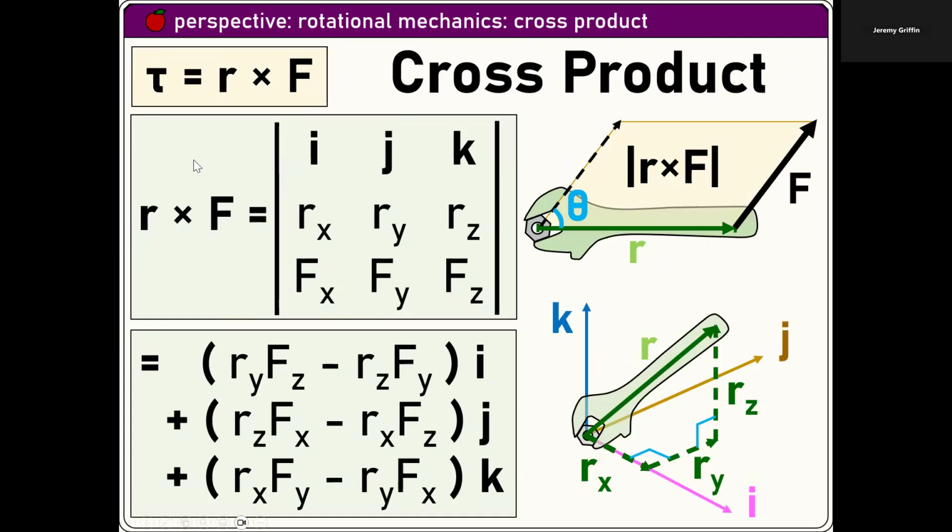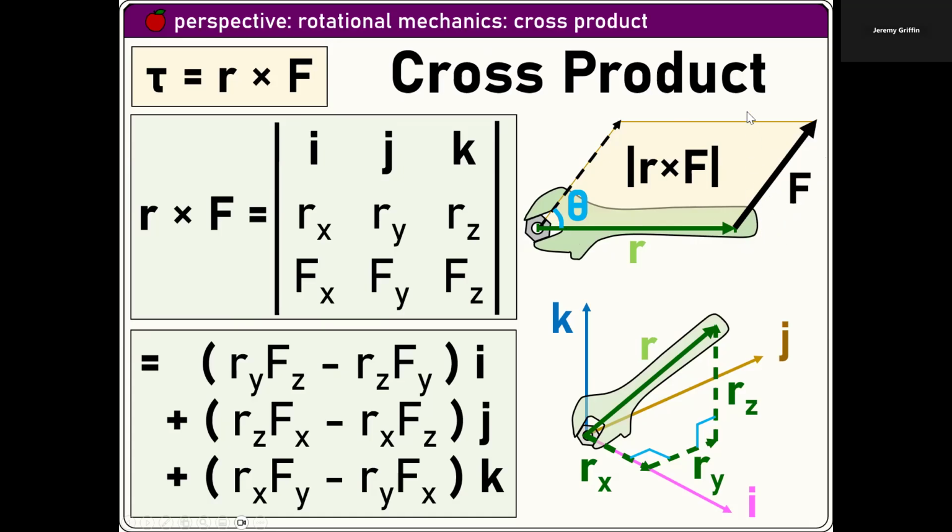And the value of that torque, like how much torque do you get? Another way to look at this is to find the area of this parallelogram. To give you an example of the directions of these things, if you pressed a force that was parallel to this radius, then the area of this parallelogram would be zero, and you would also get zero torque. That sounds like it goes hand in hand.